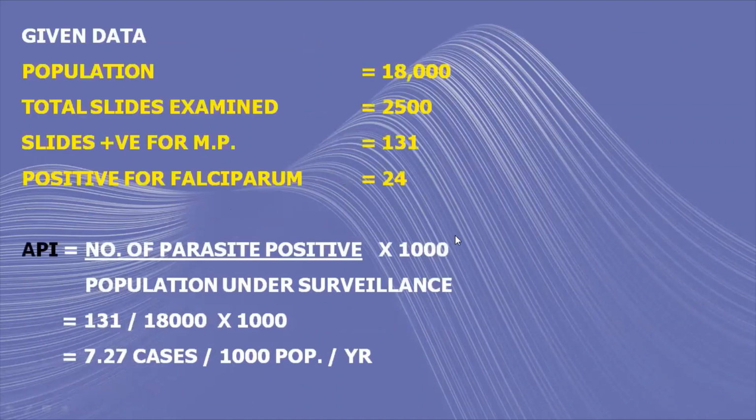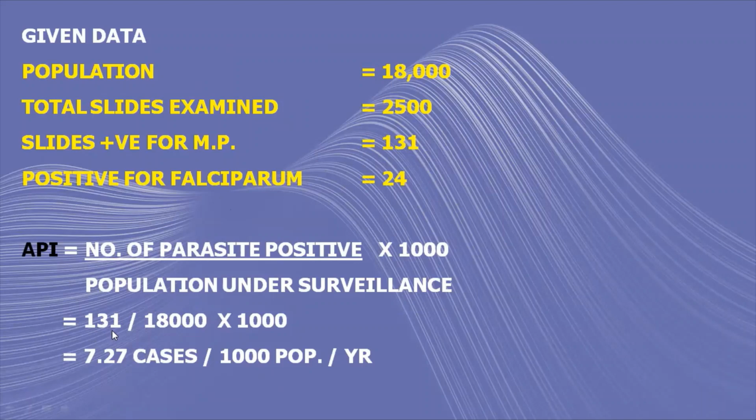So we need to write down the formula. Given data is population 18,000, total slides examined are 2,500. Out of this 2,500, 131 are positive, and out of 131, 24 are positive for falciparum. So annual parasite incidence is equal to number of parasite positive slides divided by population under surveillance. So this population we have to take here, multiplied by 1,000. So API is calculated per 1,000 population.